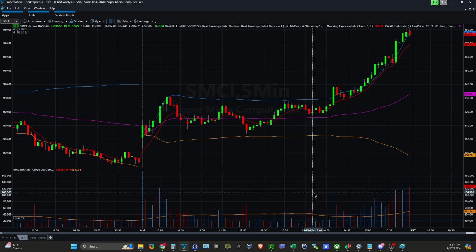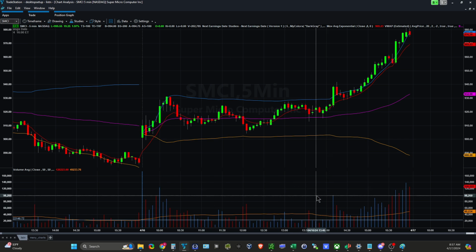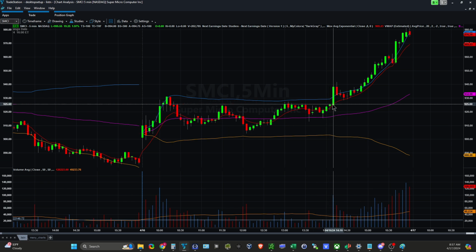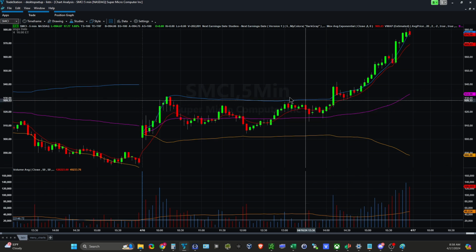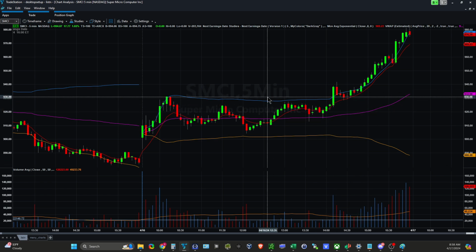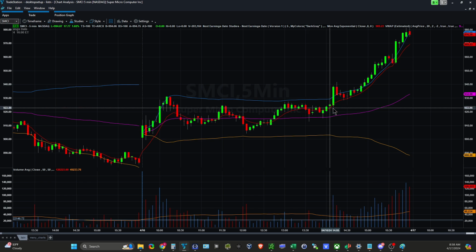So this candle here was higher volume than anything besides the first 30 minutes. It's about 100,000 shares. So that's this candle here, the 2:10 candle. And sure enough, it breaks out above that high set in the first 30 minutes.